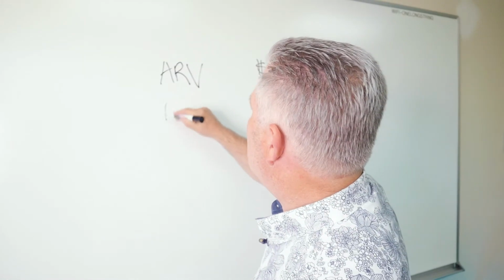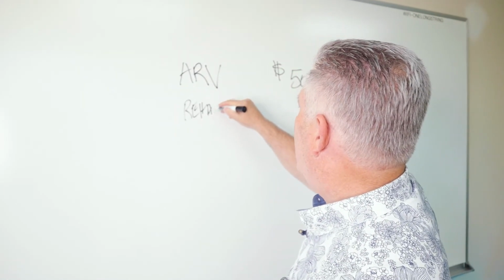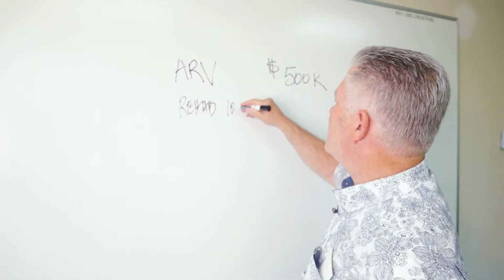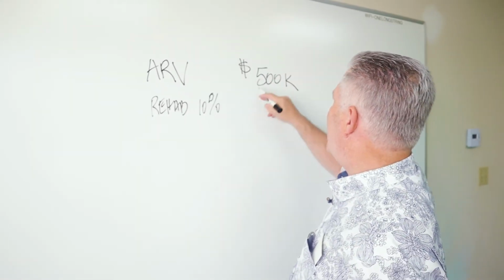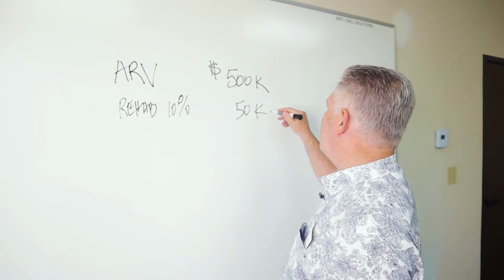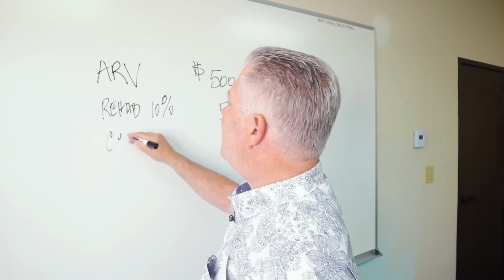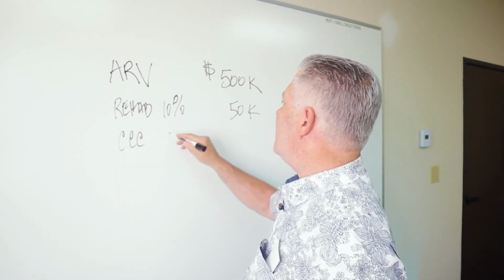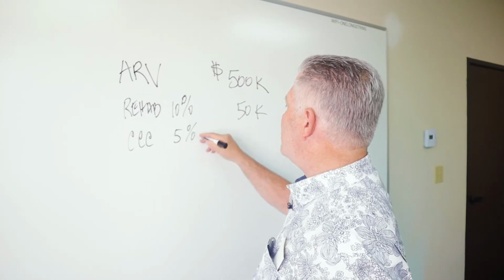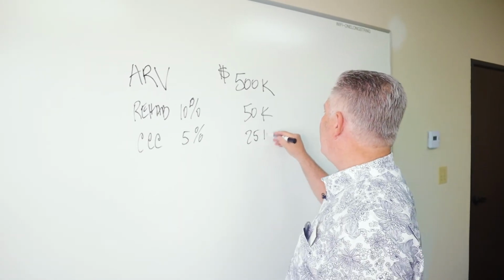The next thing is rehab, and the rehab number I use is 10% of the after repair value. So in this case, it's 50,000. And then at the end of the day, you have to sell it. Closing costs and commissions, I use 5%, so that's 25,000.